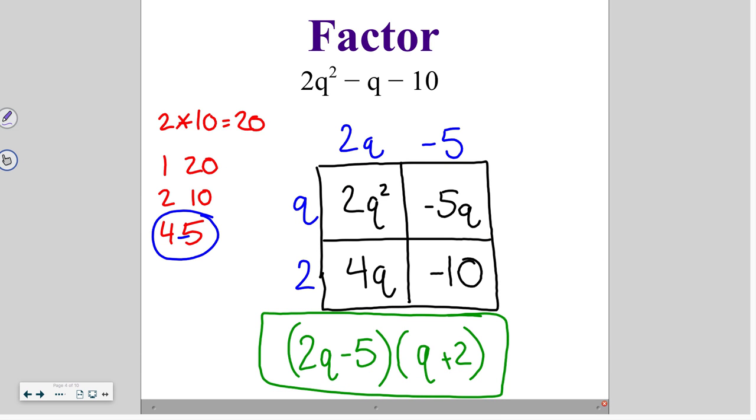Go ahead and try this one on your own. So multiplying 2 and negative 10 gives us negative 20. 1 and 20, 2 and 10, 4 and 5. That pair that's going to give us negative 1 in the middle is negative 5 and 4.